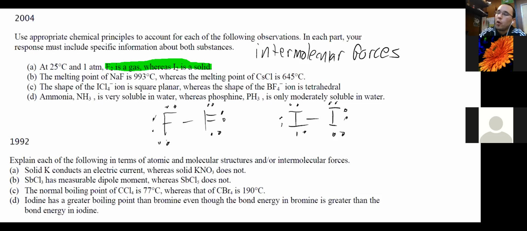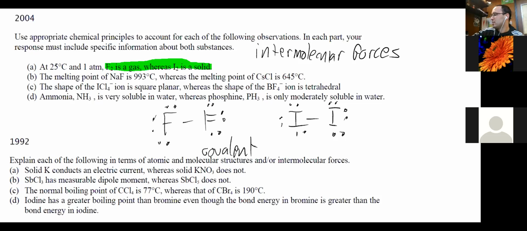Now, for fluorine and fluorine, is there a big electronegativity difference between one fluorine atom and another fluorine atom? No. So is it going to be an ionic bond? No, right? So what kind of bond is it going to be? Covalent. So it's a covalent bond. And is that going to be polar or non-polar? Polar. Non-polar. Why would it be polar? Why would it be non-polar?